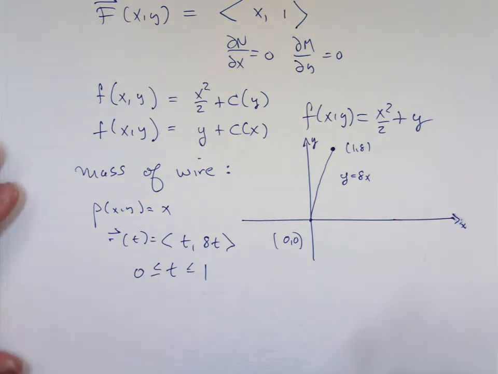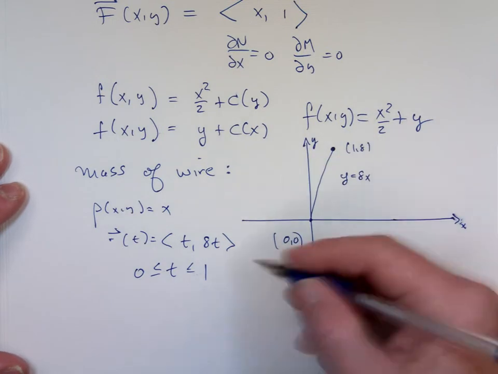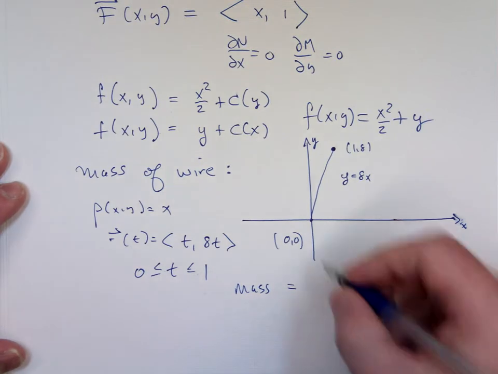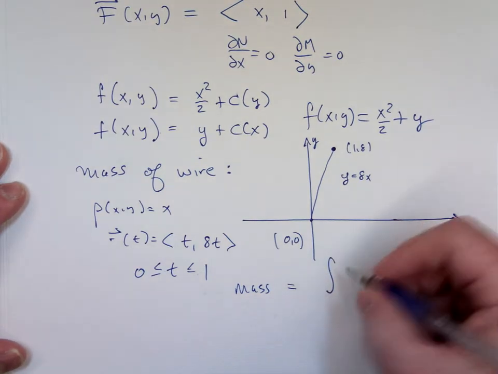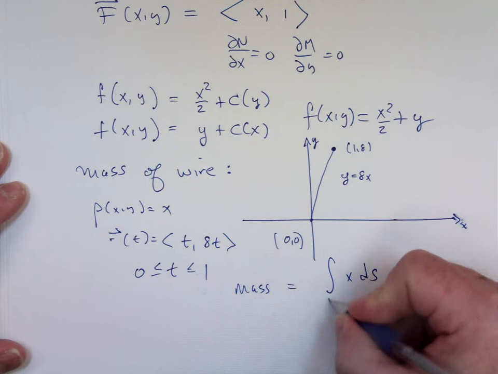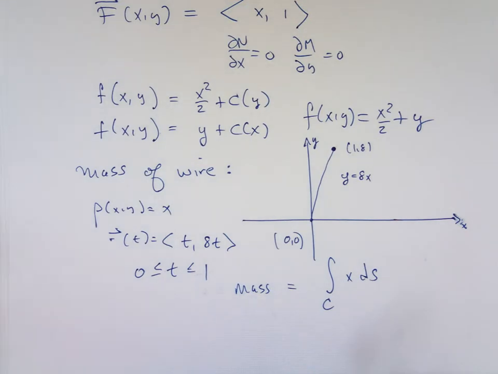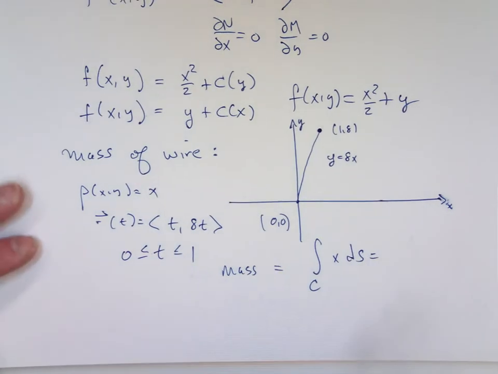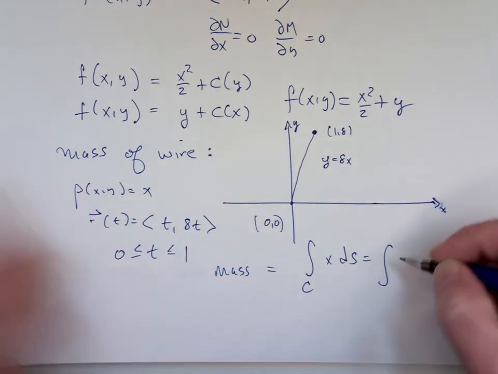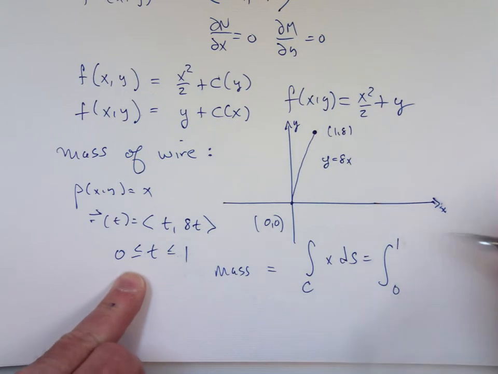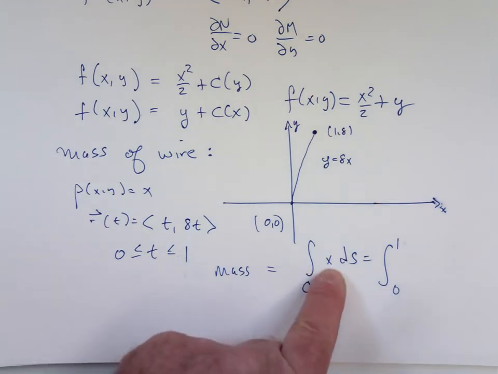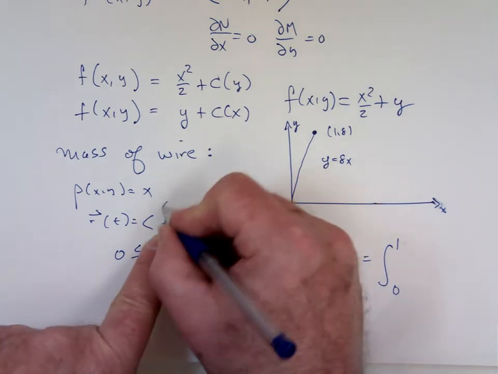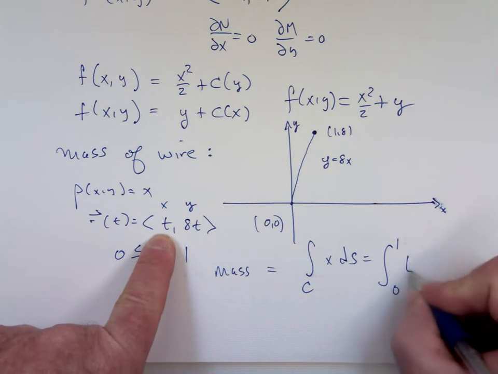All right, let's do this. The mass is equal to the integral of our density function ds. It's a line integral. We evaluate line integrals by changing it to an integral in terms of t. t is going from 0 to 1. Our density function in terms of t, you go back to the parameterization. This is x, this is y. It's t. So if your density function was xy, you'd have 8t squared.